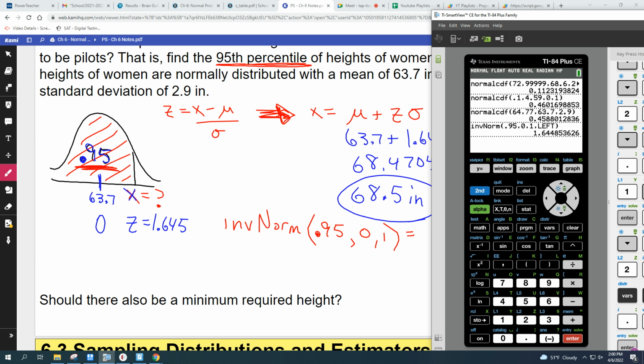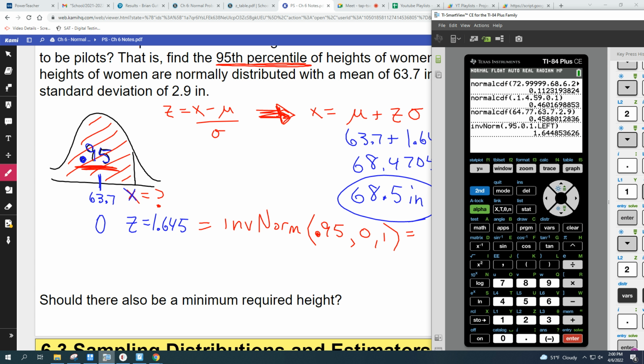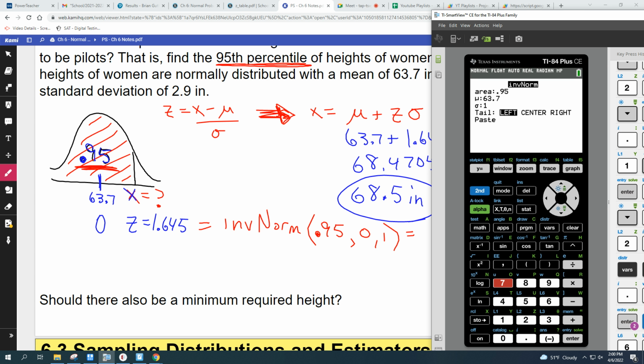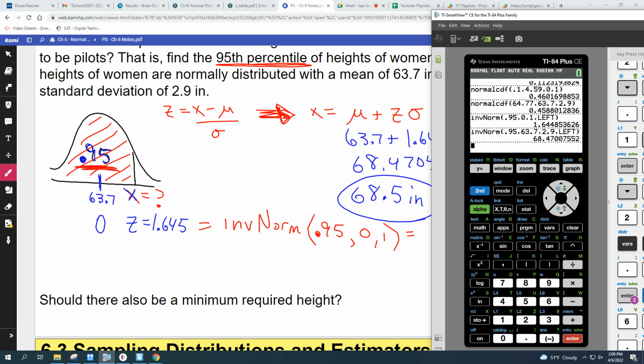And that gave me my z-score of 1.645. But I wonder if we even have to find that z-score. Can't we just find the x-score? Let's see if we can do this without having to standardize it. Second vars, inverse normal. The area was 0.95. The mean without standardizing it was 63.7. The standard deviation they gave me was 2.9. Left. There it is, 68.5.